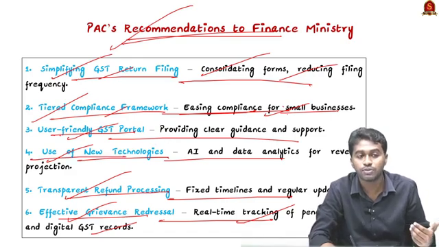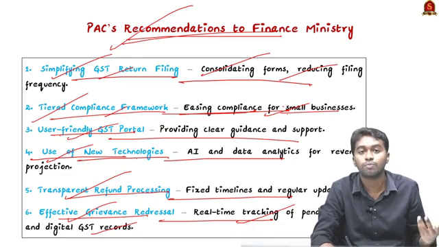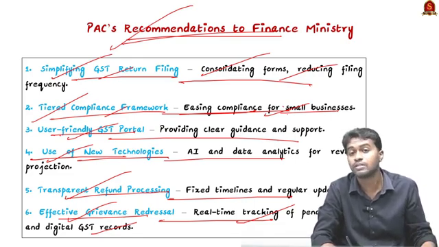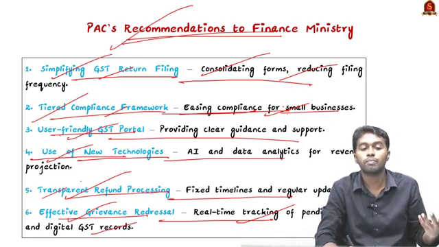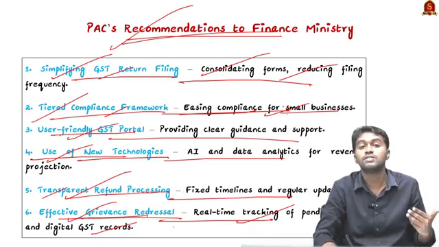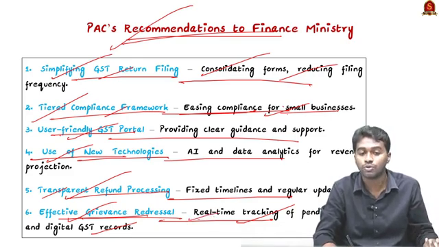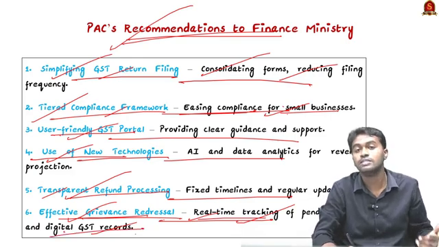And the next is using new technologies like AI for data analytics to predict the government revenue and expenditure. And the next is developing a transparent refund processing with fixed timelines and regular updates. And finally, effective grievance redressal process, that is using the case management system to track the real-time data about the pending cases and other digital GST records.